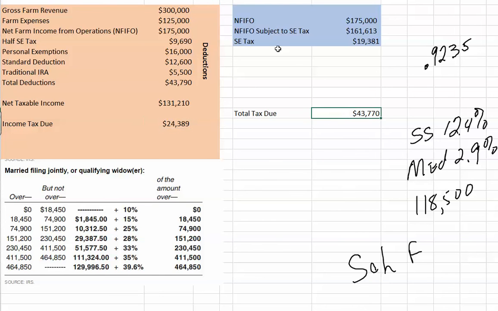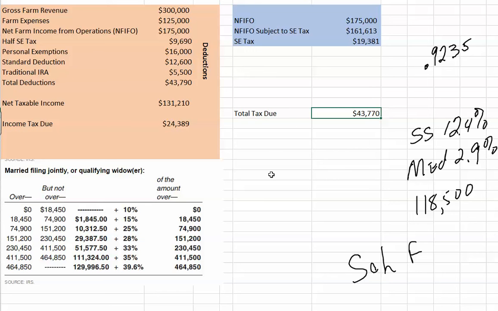This number right here is simply a sum of the two. This is what you actually owe the federal government in terms of income tax. Once again, I want to stress that taxes are nowhere near this simple. I mean, the United States tax code is thousands of pages long. But what this does show you is a flow chart of kind of how farm taxes would work.